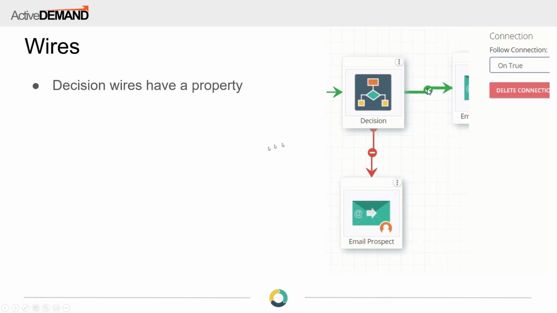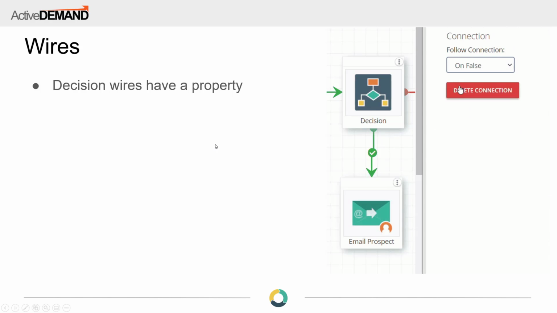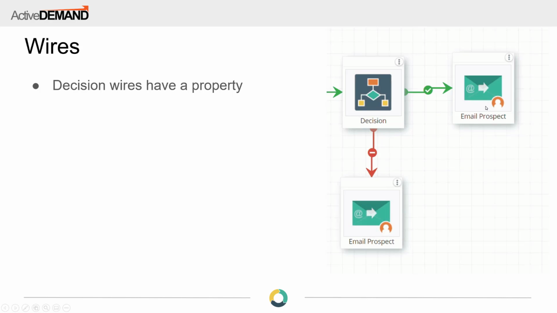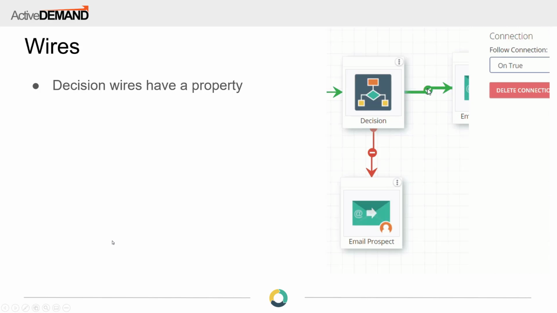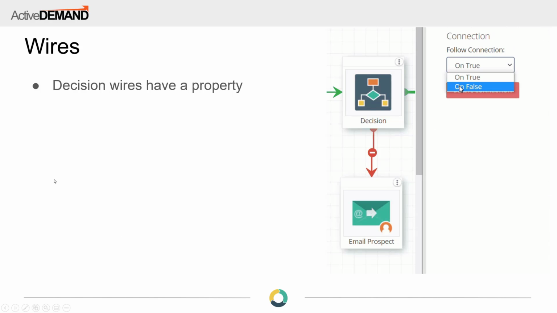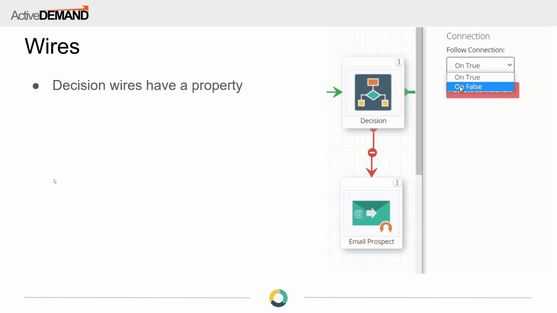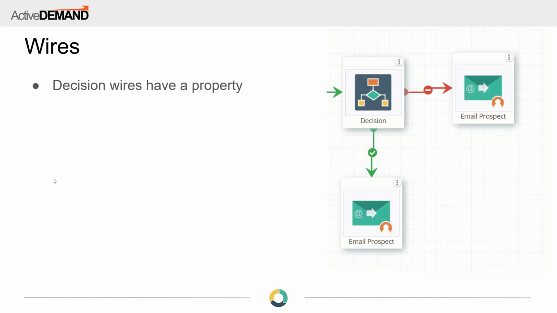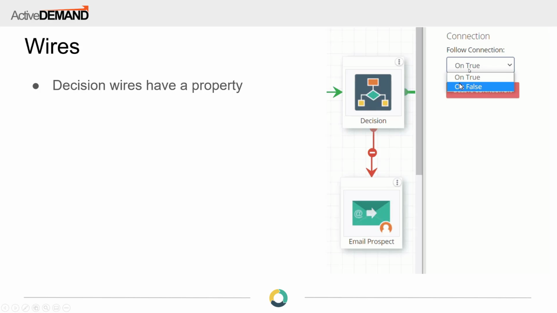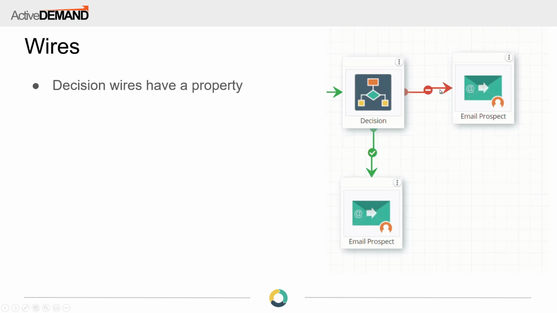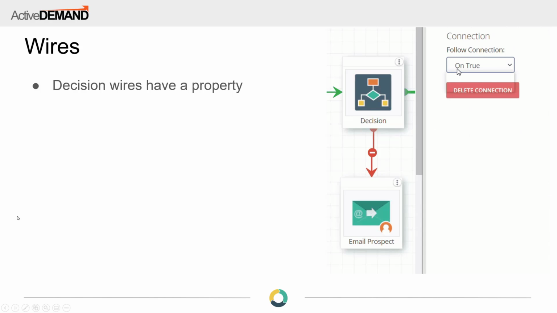So really what you will do is you're typically drawing wires by clicking one element and dragging and dropping on another element. Now each of the wires actually does have a property, and you can change the property. So for example, decision wires have a true property or a false property. If you click on the true, you can change the true to false, and it'll change the false wire to true as well.